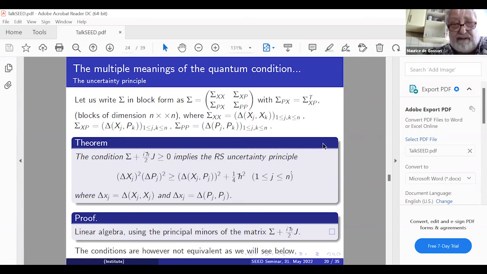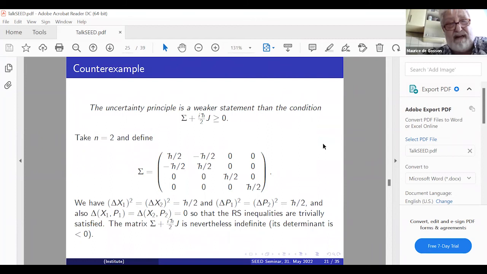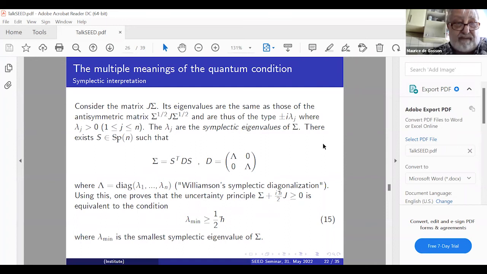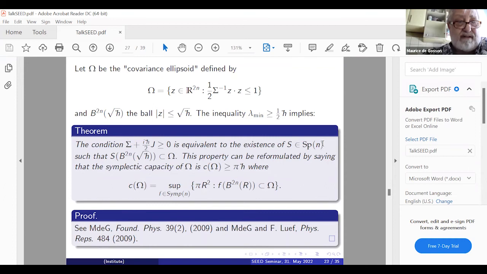A counterexample, we saw that a moment ago. You can have a covariance matrix satisfying the uncertainty principle, but which is still not quantum. Here is a technical proof of the quantum condition. Say a few words if you still have a few minutes. But coming back to the covariance matrix and to the phase space ball with radius square root of h bar.